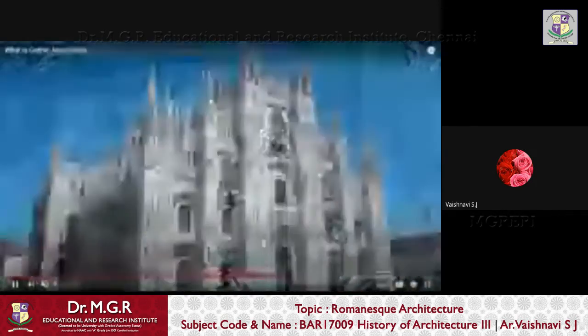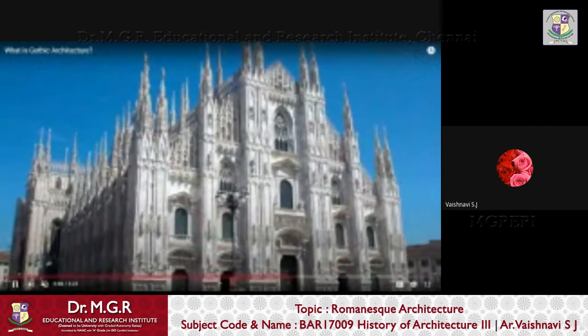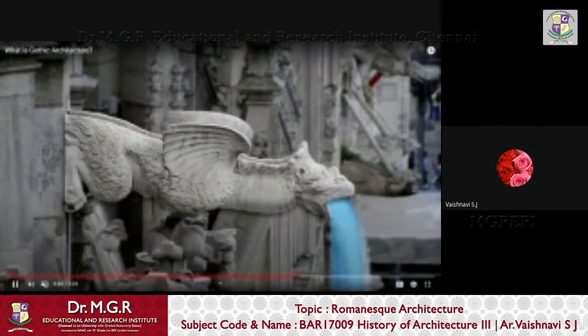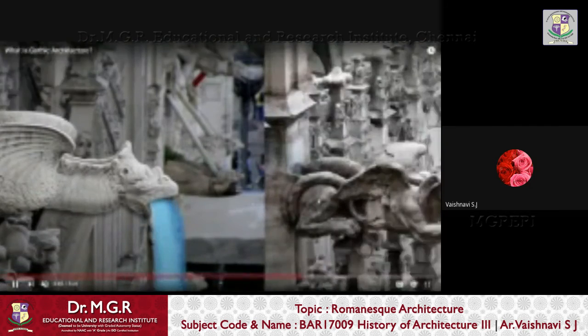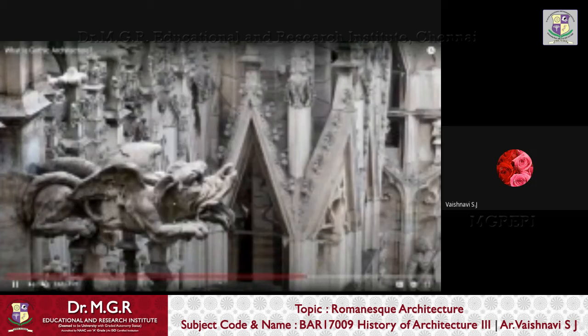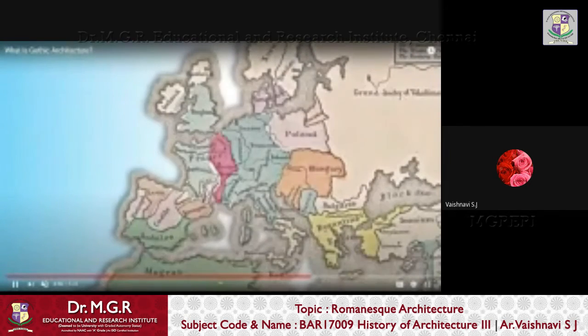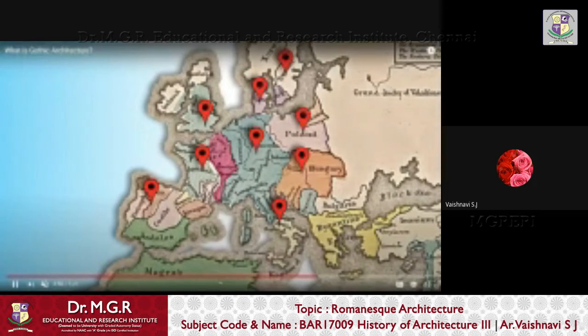So this is also a style of Gothic architecture only, and they used gargoyles. This is called a gargoyle. So they had two types of structure. One is for depicting fire. The other one is depicting water. Those sculptures were also used in the facade of the churches.